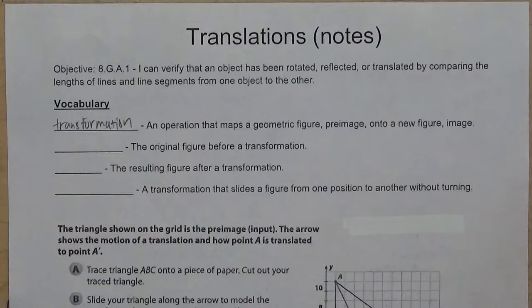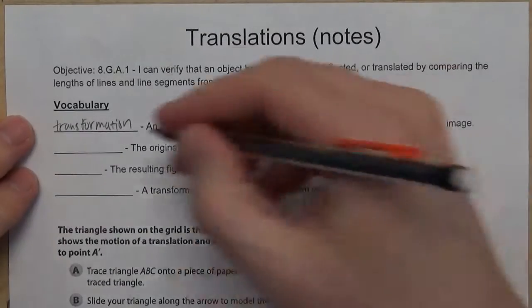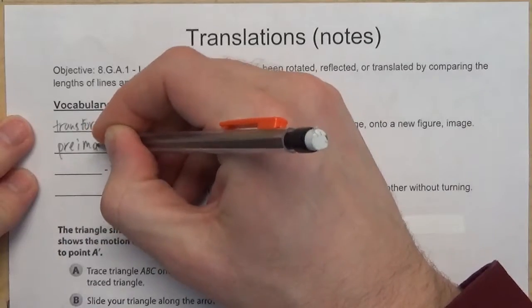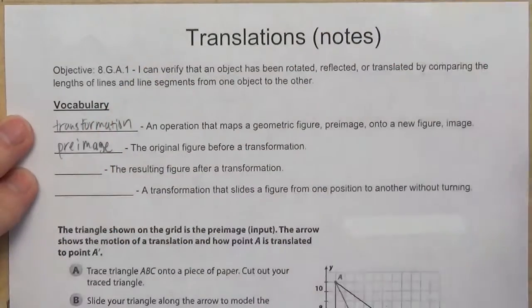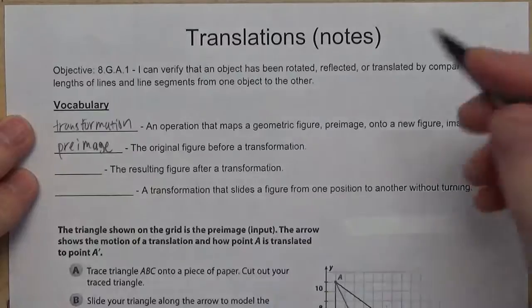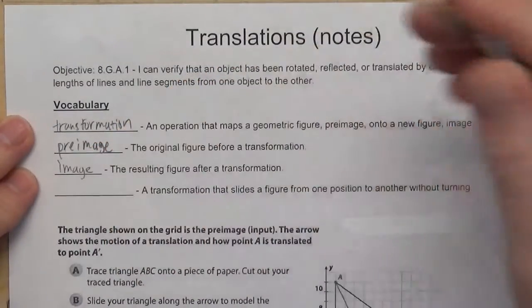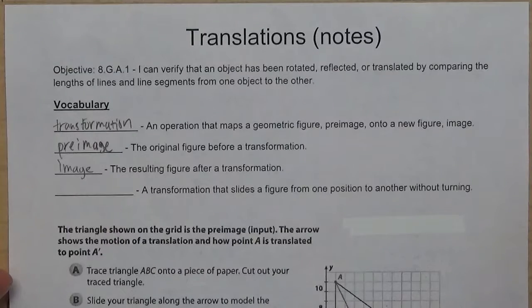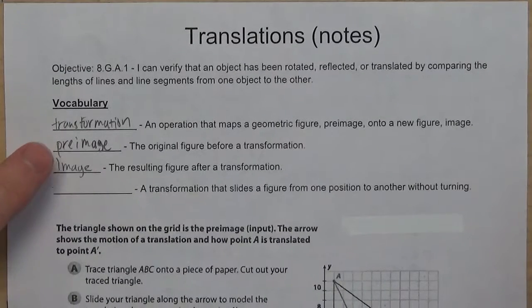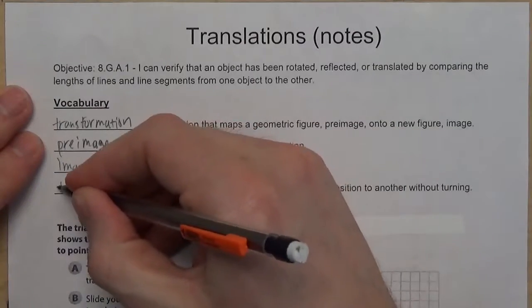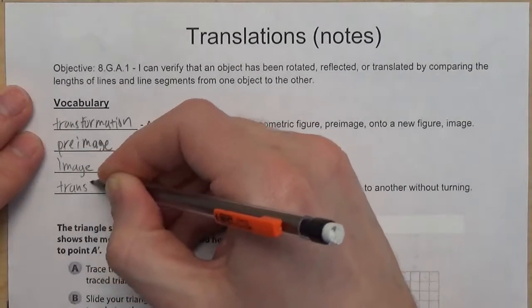The original figure before a transformation is called the preimage. And then the resulting figure after a transformation is called an image. So basically you're taking a figure, you're moving it in some way. Before you move it is called the preimage. After you move it is called the image. A transformation that slides a figure from one position to another without turning it is called a translation. So that's the one we're talking about specifically today.